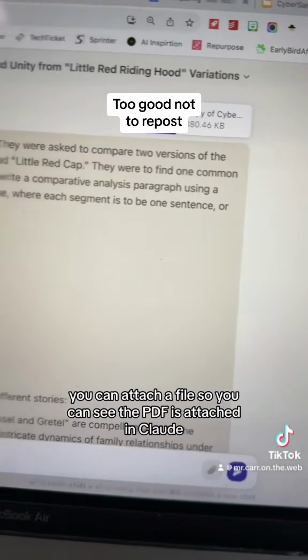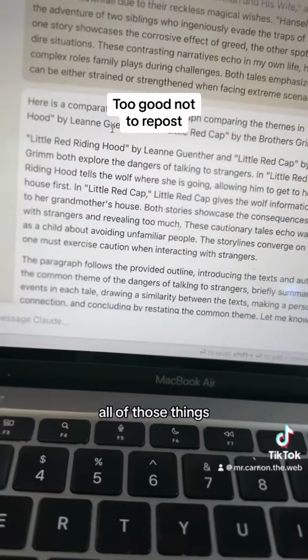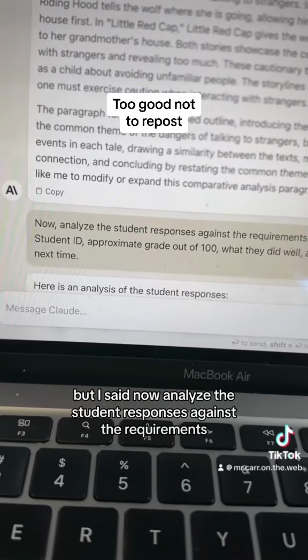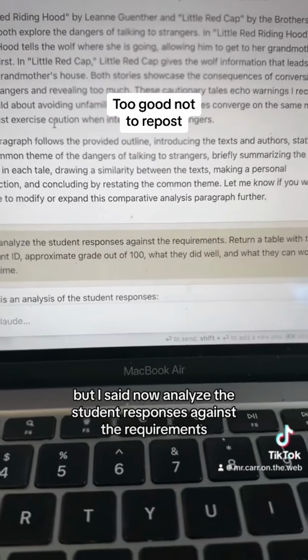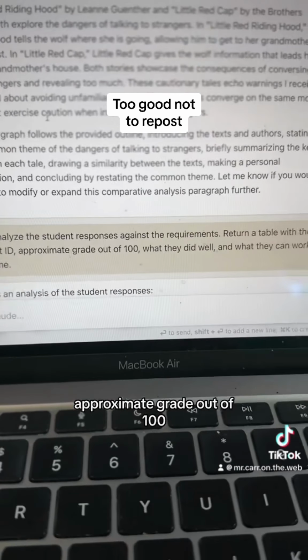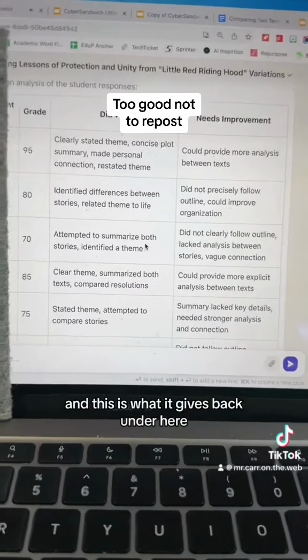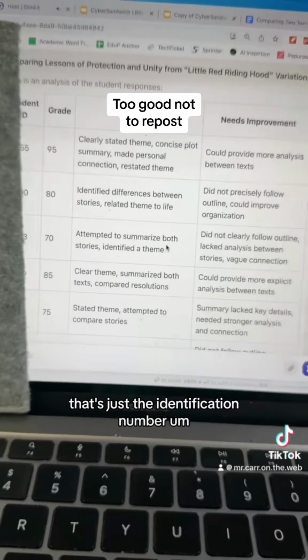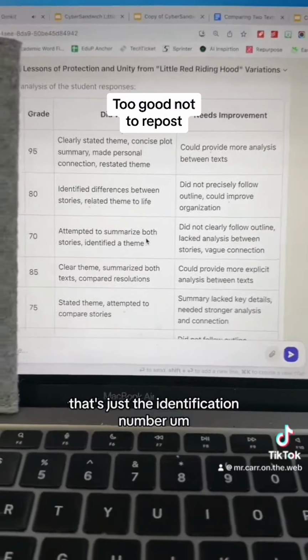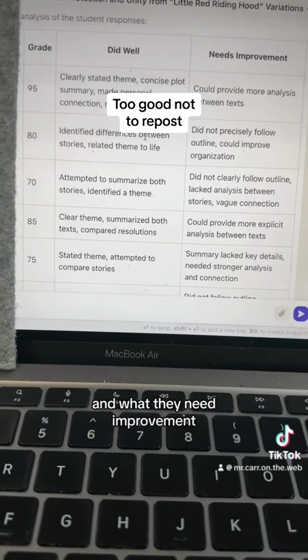So you can see the PDF is attached in Claude, and I gave it a prompt that was like, this is the scaffold that I want, here's an example, all of those things. And it messed up at first, but I said, now analyze the student responses against the requirements. Return a table with their student ID, approximate grade out of 100, what they did well, and what they can work on next time. And this is what it gives back. Under here, that's just the identification number for that. So an approximate grade, what they did well, and what they need improvement.